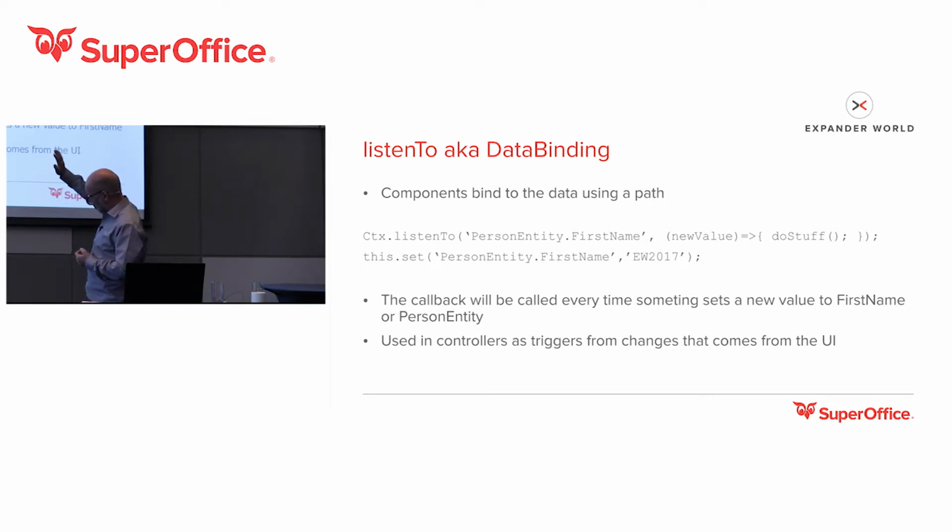It adds an event to listen to the data. So here's an example: the first line is what typically is in the component. It says, I want to listen to the path person, entity, first name, and whenever that changes, I want to do stuff. So whenever somebody from somewhere sets the person, entity, first name, do stuff will be called all the time. This is used by components to get their data and change their data whenever the data is changing.